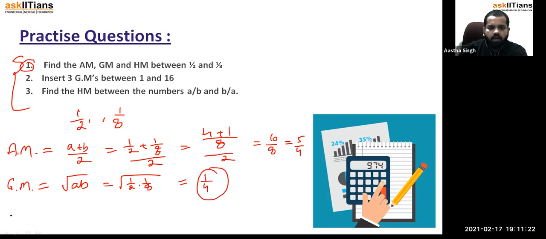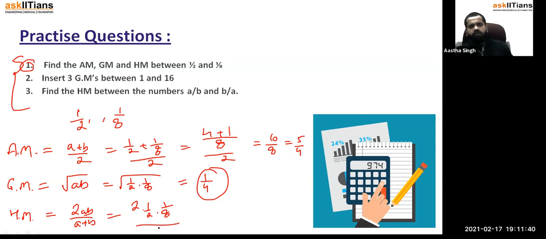Your harmonic mean will be 2AB by (A plus B). Right, guys? 2AB will be 2 times A, where A is 1 by 2 and B is 1 by 8, divided by 1 by 2 plus 1 by 8. 1 by 2 plus 1 by 8 is 5 by 8.